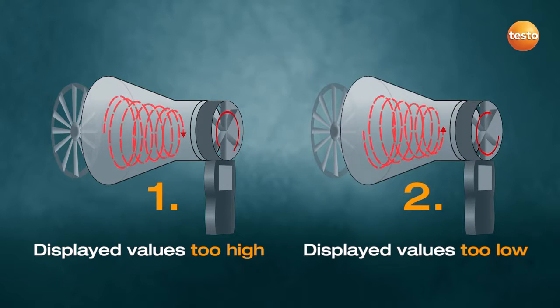2. The direction the swirl rotates is the opposite to that of the vane. What happens? The flow passes between the individual blades of the vane. This means it doesn't accelerate properly. Result: an inadequate flow velocity is displayed.